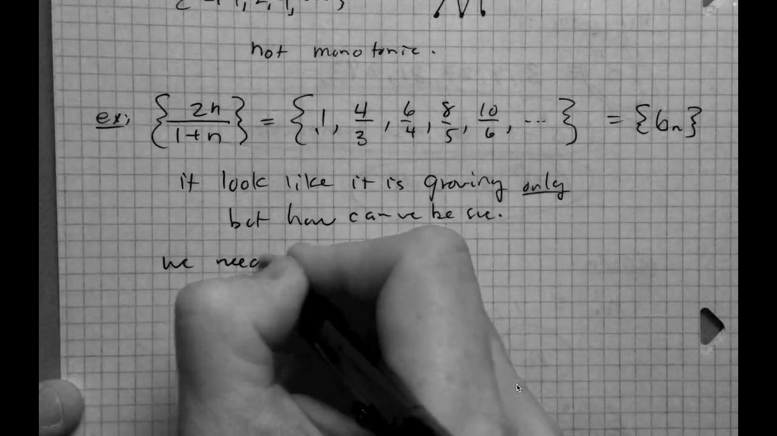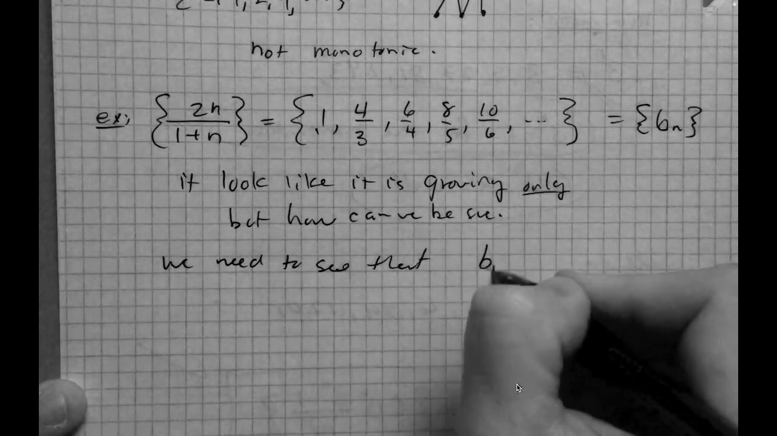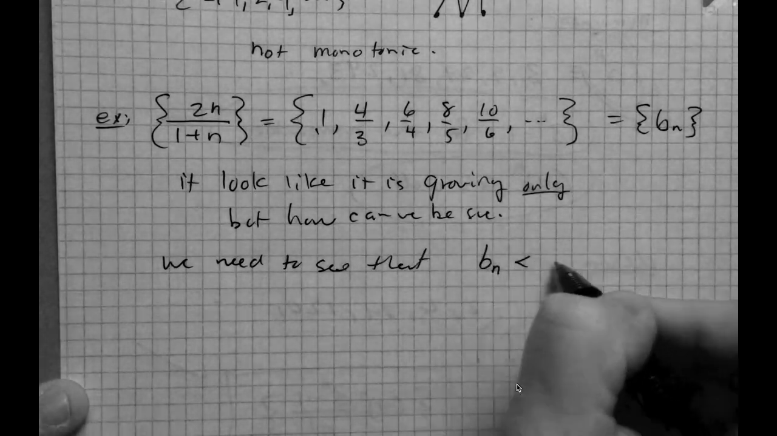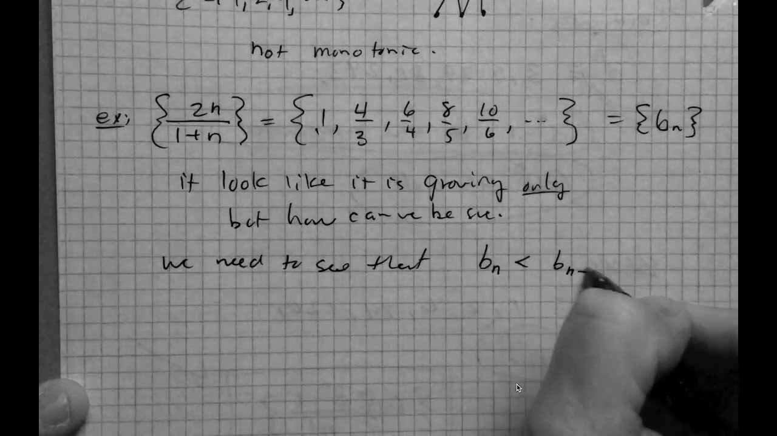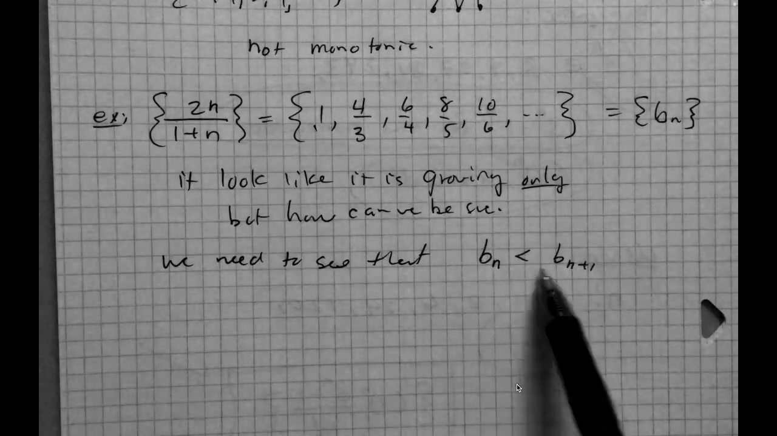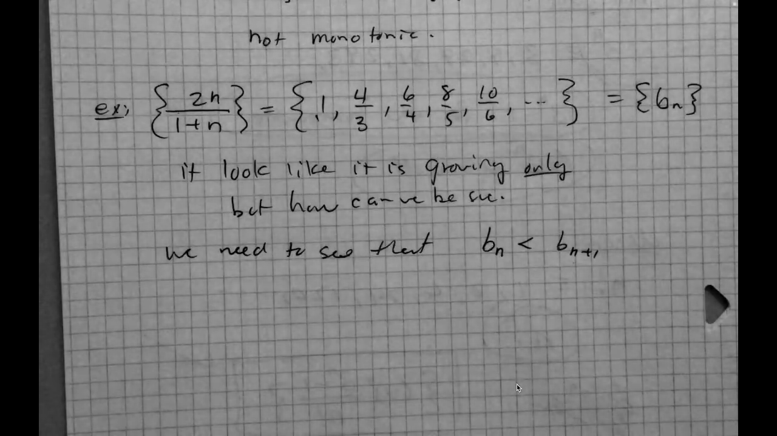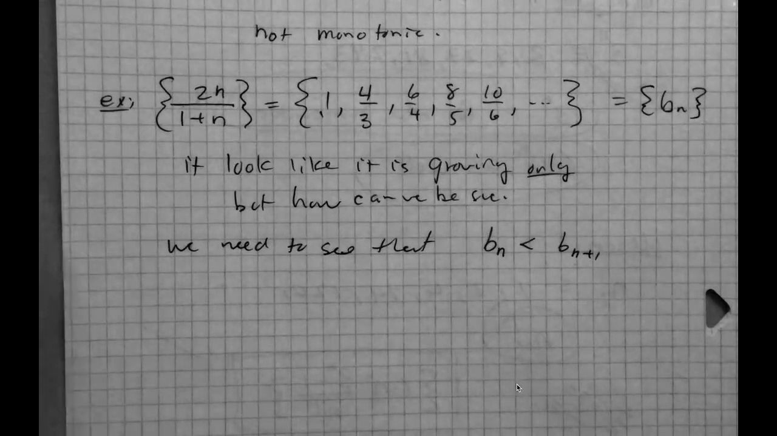We need to see that b of n is less than b of n plus 1. If we could somehow show that the nth term is less than the n plus 1 term, then that would guarantee that it's clearly growing, that the terms are getting larger. So can we do that? How can we do that?